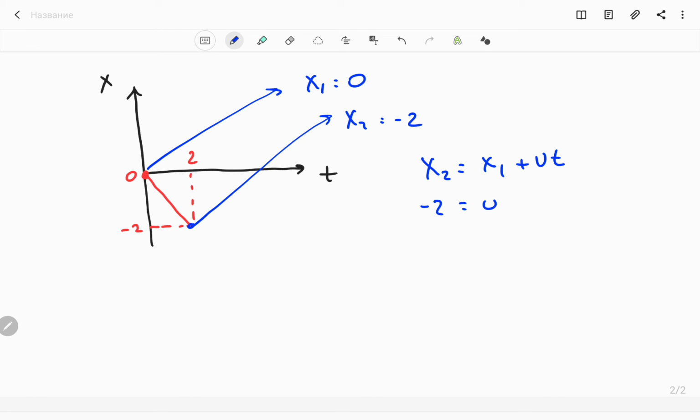Final position -2, initial position 0, velocity unknown, in 2 seconds. So -2 equal to 2v, so v equal to -1, for example. Yes. So you see, you get a negative number. So there is no way to make mistakes here if you decide to solve the problem with this method, the position method.